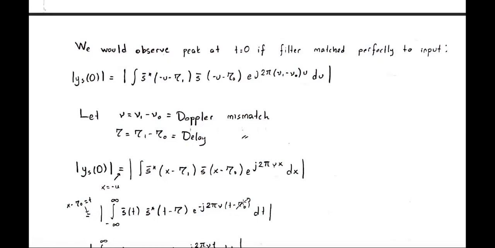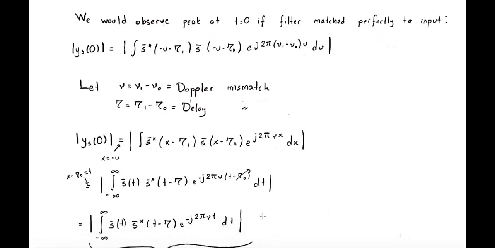Actually this tau 0 term is not important at all, because the term due to tau 0 will be just a complex factor that we can move outside the integral, and we will get rid of it due to the magnitude operation. So we can simply ignore this tau 0 term. What is left is basically s bar t, s bar conjugate t minus tau, and e to the minus j 2 pi v t.